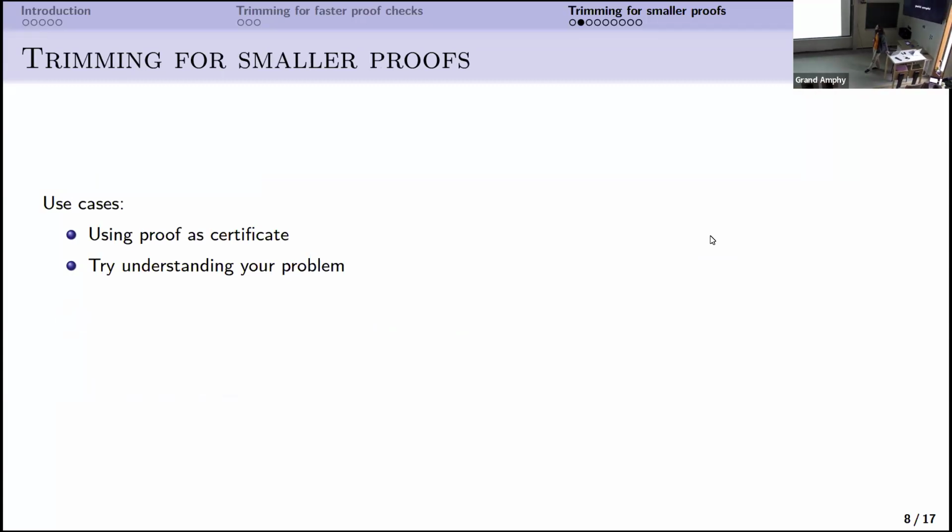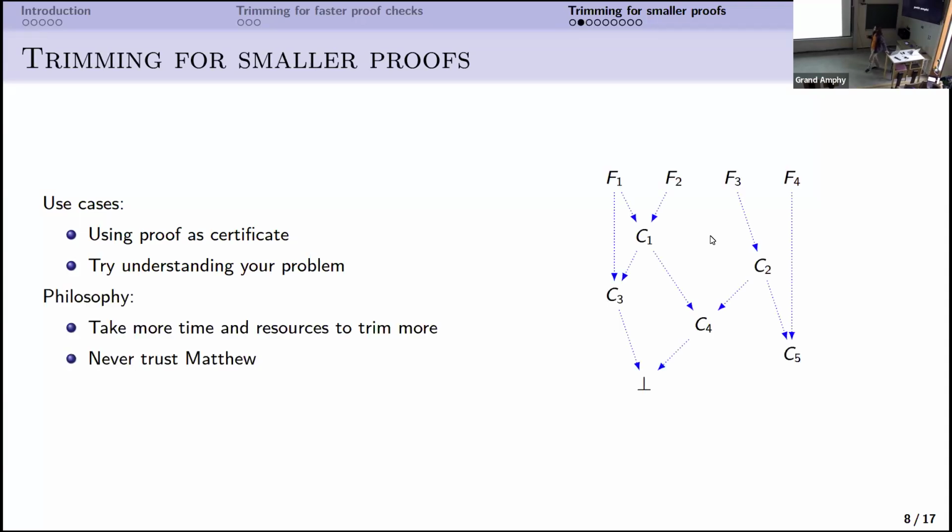Like, for example, the people in cryptography, they love to have certificates of unsatisfiability. And if your certificate is 1 gigabyte instead of 1 terabyte, then I think they're going to be happy. And the second use case is to try, you may gain insight on what are the problems that are actually the core and SAT part of the problem. The main philosophy here is that we are willing to take more time and resources to trim more, and we should never trust the solver's proofs because we doubt everything.